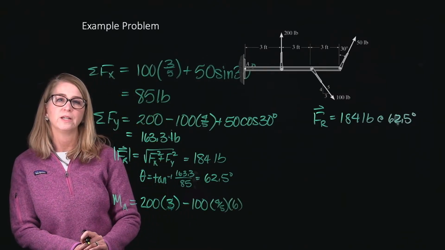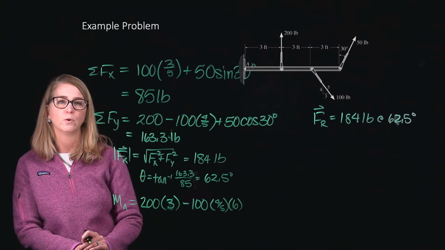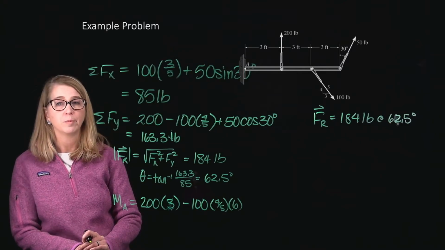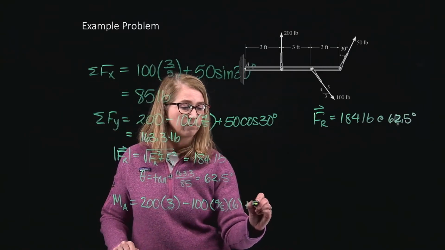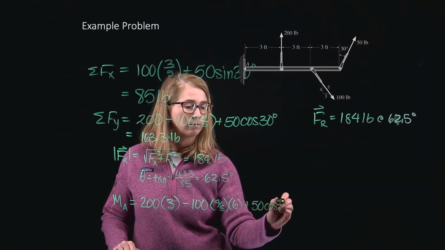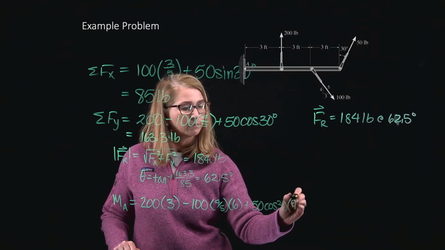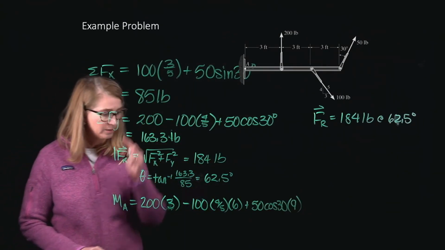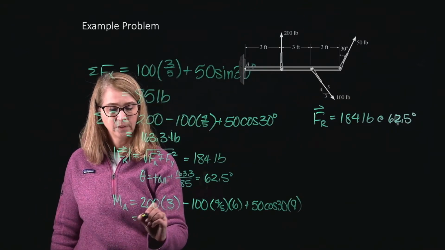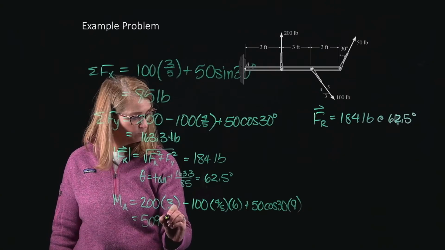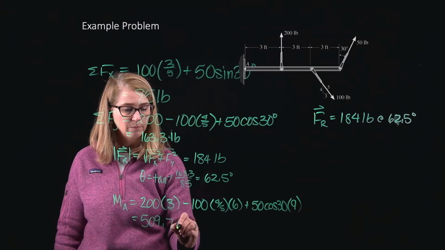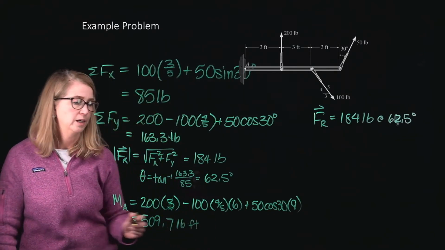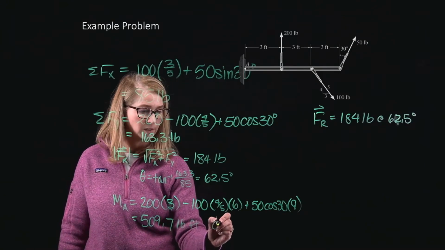And then finally we get to the 50-pound force. Again, only the y component will produce a moment, and that's actually going to be a positive moment. And the distance for that one is 9. So if I add all these together, I get 509.7 pounds times feet. And it is positive, so that is counterclockwise.